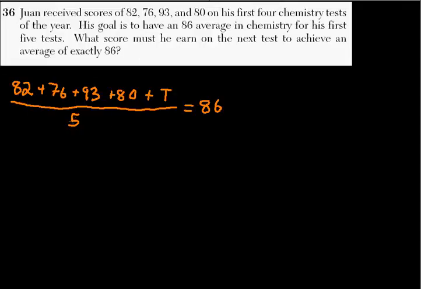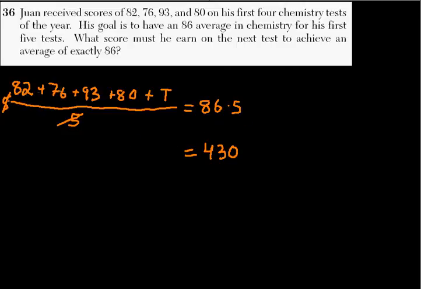The first thing we want to do is multiply both sides by 5 so that the 5 cancels. If I multiply this side by 5 and I multiply this side by 5, the 5's cancel out. And then I have the sum of 82, 76, 93, 80, and T. So let's do this side first. 86 times 5 equals 430. You can do that on a calculator, or we can go off to the side and do the work, but for the sake of time, we'll say 86 times 5 is 430.